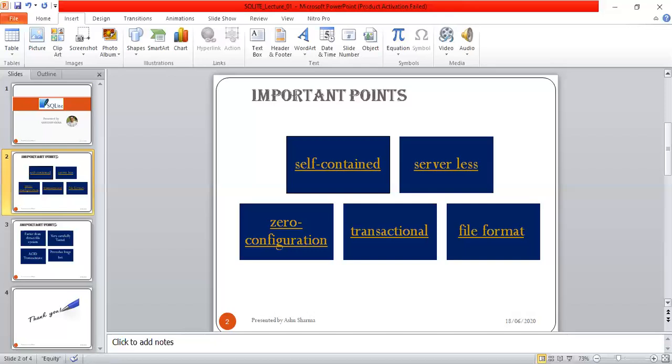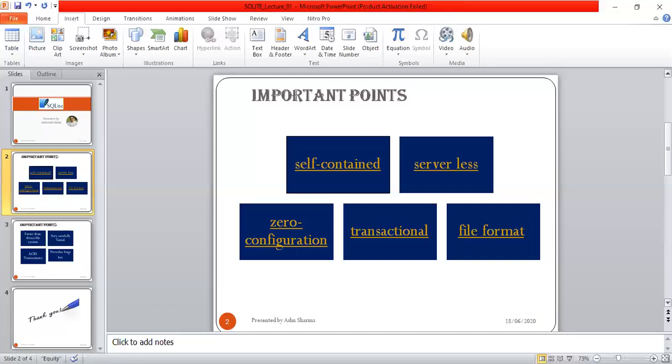Now the next feature is zero configuration. SQLite is a zero-configuration database. It is a good question for a quiz contest also. When we talk about zero configuration, there is no setup procedure. There is no server process that needs to be started, stopped, configured, or deployed. There is no need for an administrator to create a new database instance or assign access permissions to users. And SQLite uses no configuration file.